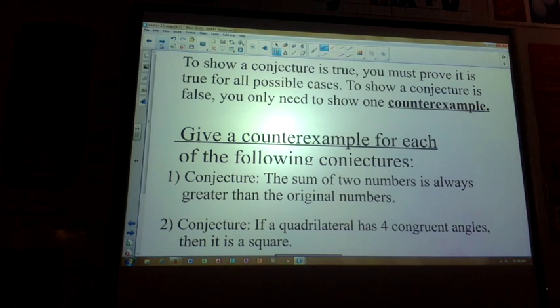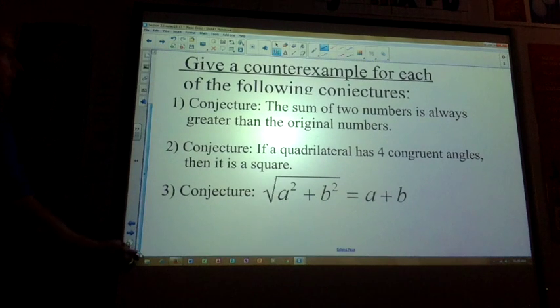Yeah. We're getting to proving, yes. We're getting there. It's good stuff. Give a counterexample for each of the following conjectures. All right. Here be the first one.